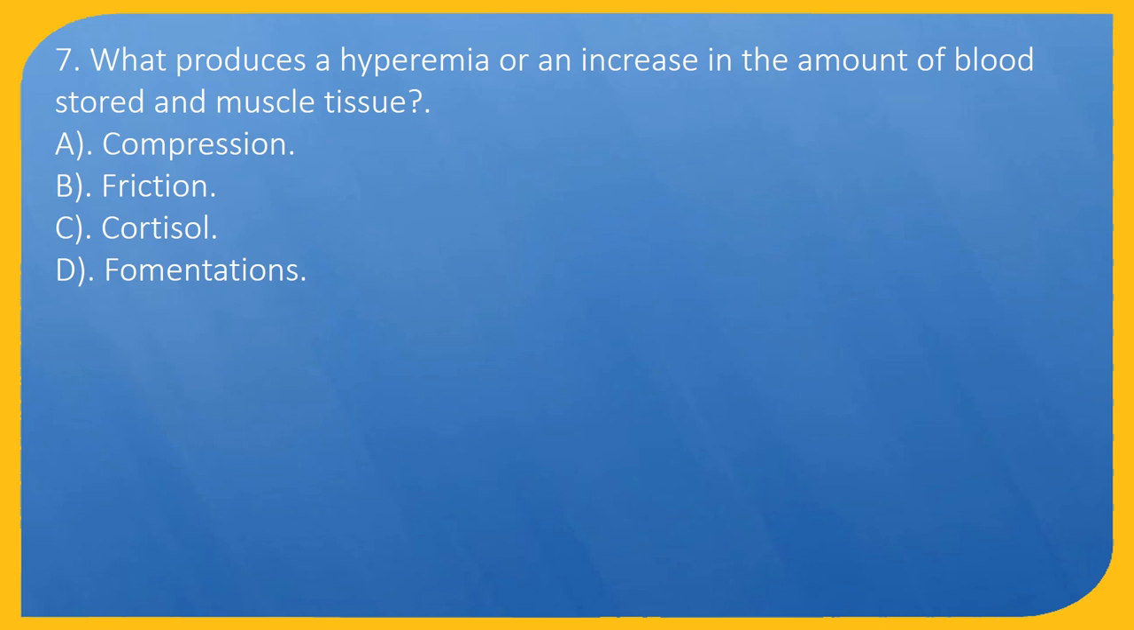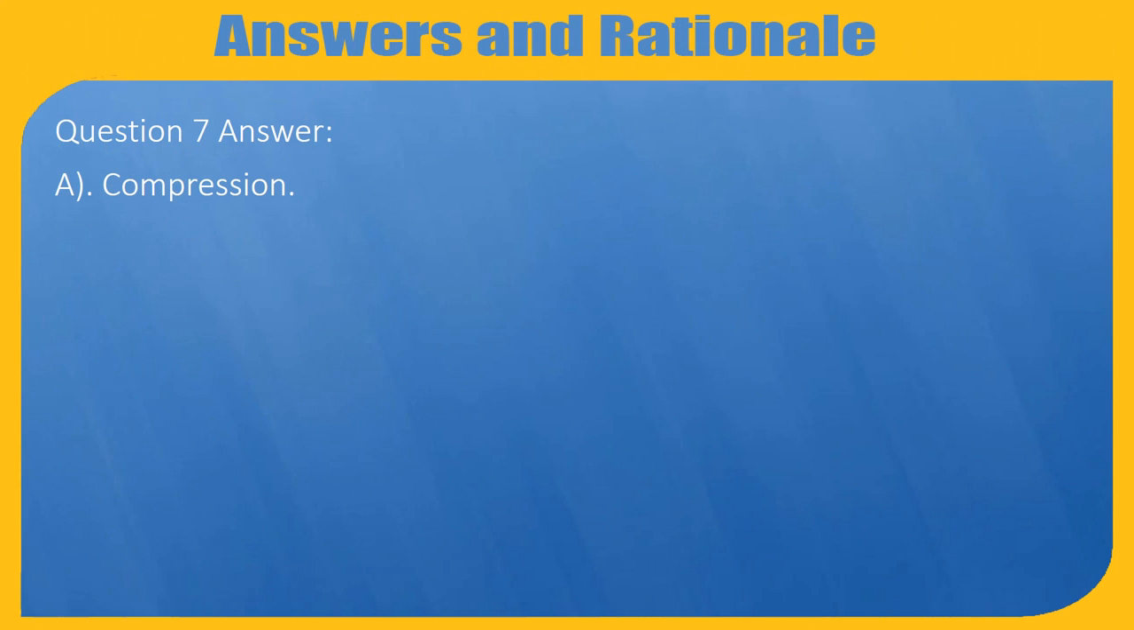Question 7. What produces a hyperemia or an increase in the amount of blood stored in muscle tissue? A. Compression. B. Friction. C. Cortisol. D. Fomentations. Question 7. Answer. A. Compression.